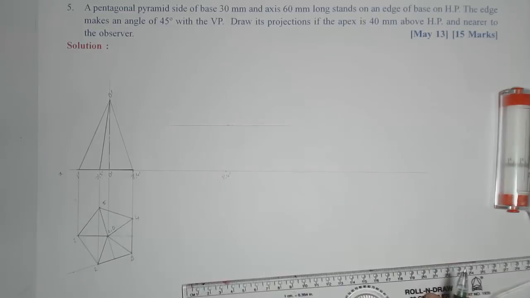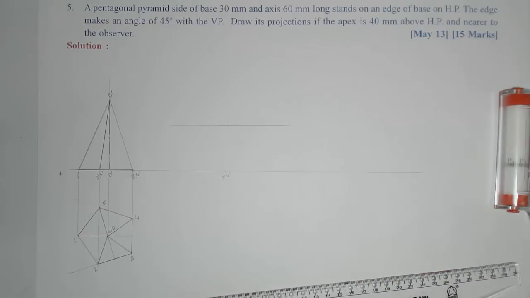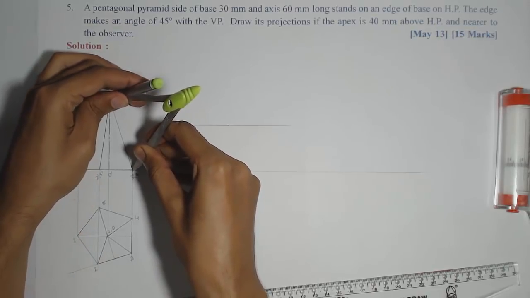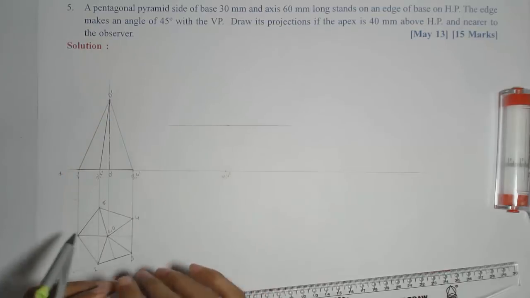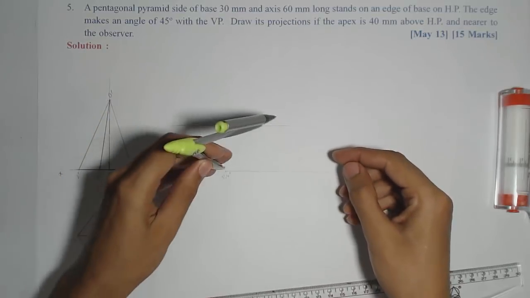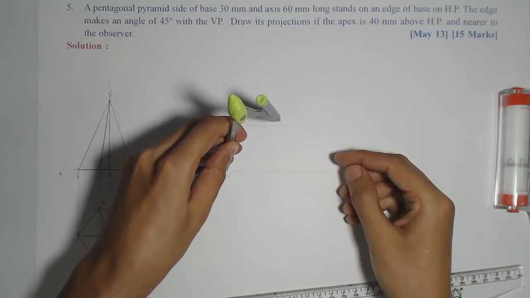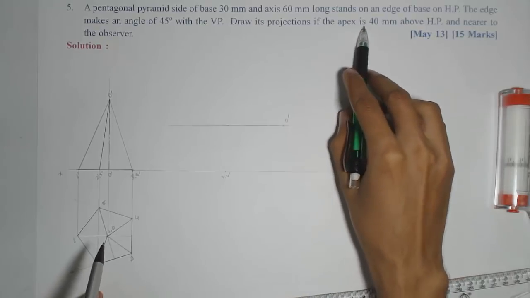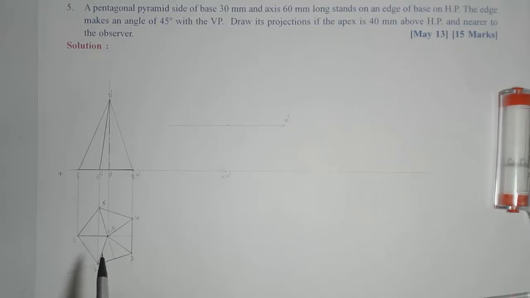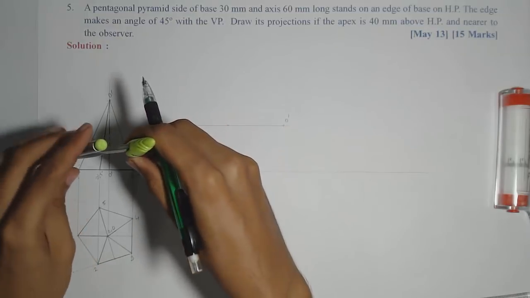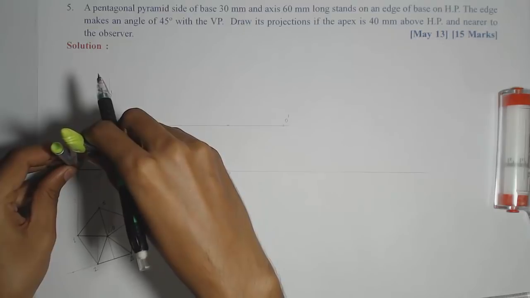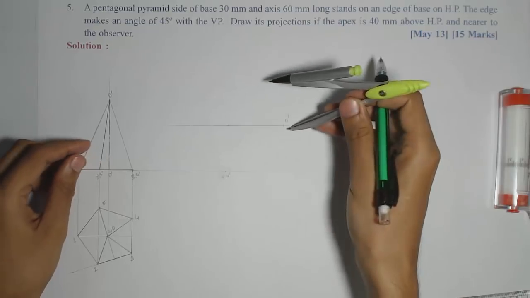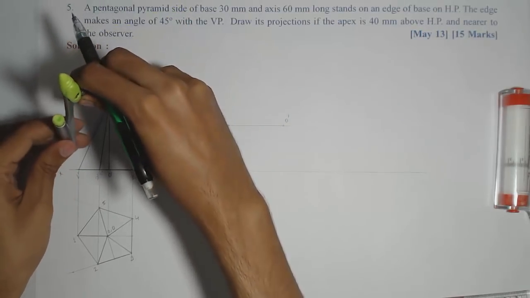Now we have the length 3 dash 4 dash up to apex, and we are sure that apex is going to lie on this line which is 40 mm above the XY. So with 3 dash 4 dash, I'll cut the arc on this line. So this will give me the position of apex. Now this is satisfying the condition apex is 40 mm above the HP for second stage. Now I will complete the remaining rectangle with 3 dash 4 dash. I'll mark an arc for 1 dash, and with O dash, I'll again cut the arc for 1 dash.